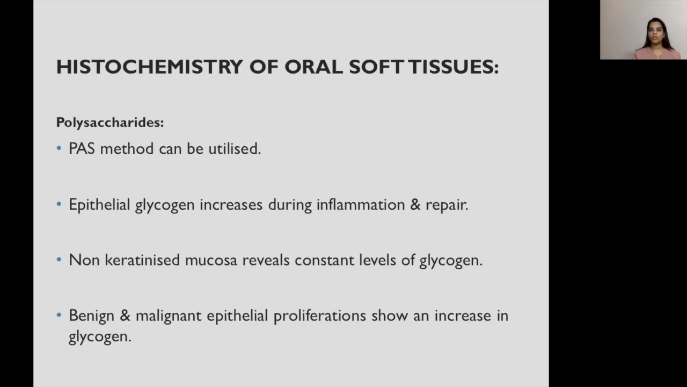Histochemistry of oral soft tissues. There are polysaccharides present. So for that, the PAS method is used. Then epithelial glycogen increases during repair and inflammation. The non-keratinized mucosa maintain a constant, reduced level of glycogen. Benign and malignant epithelial proliferations show an increase in glycogen.